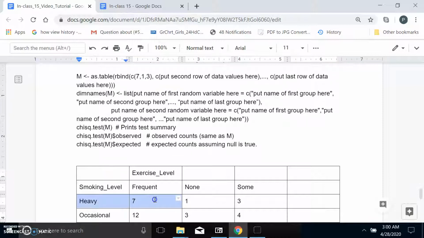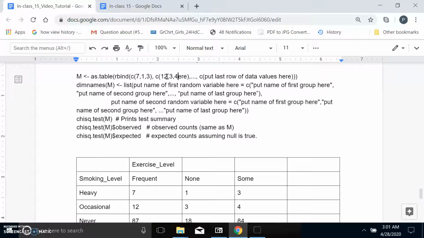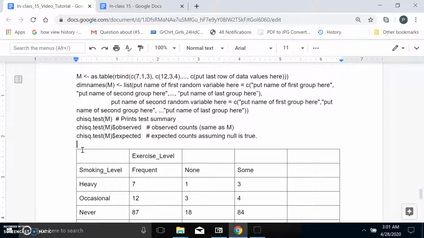Again, the first row is here. Then I'll put the second row. Second row is 12, 3, 4. And we have a third row. So keep going through all the rows, but we have a third row here. So our third row is 87, 18, 84. Okay, so there's our row data.